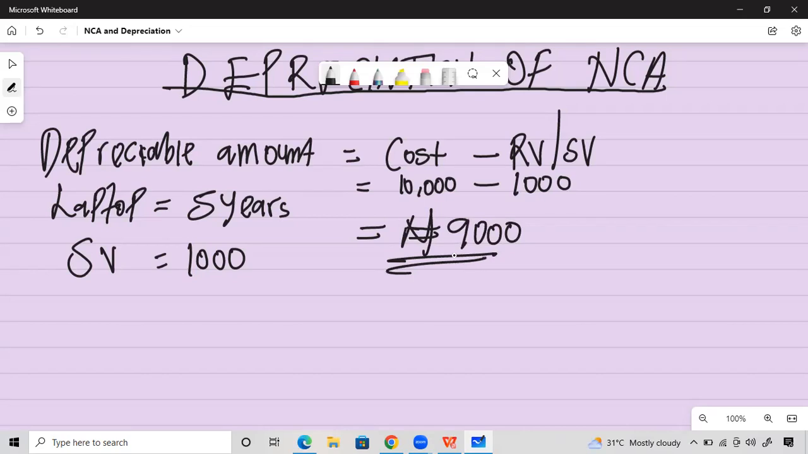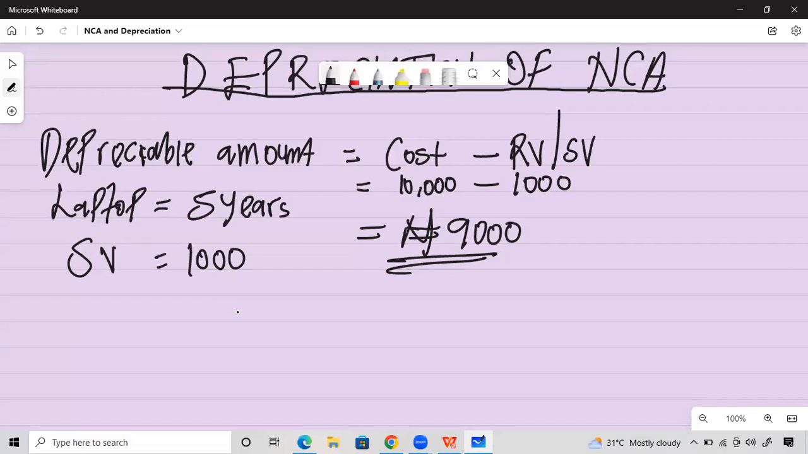Depreciable amount now is what? Is 9,000. So it is this depreciable amount now that you are going to spread across the what? Across the useful life of this asset, which is what? 9 years. So meaning that what?